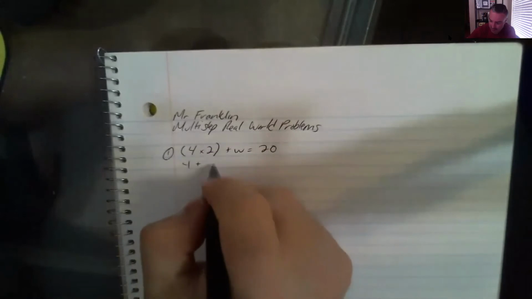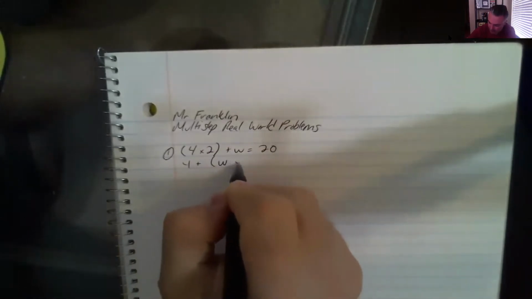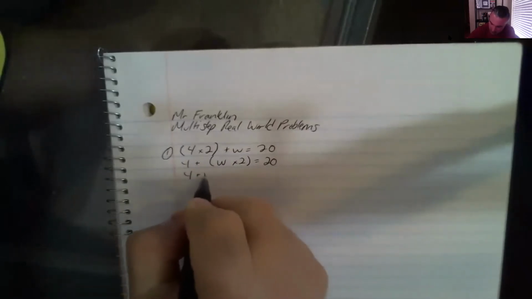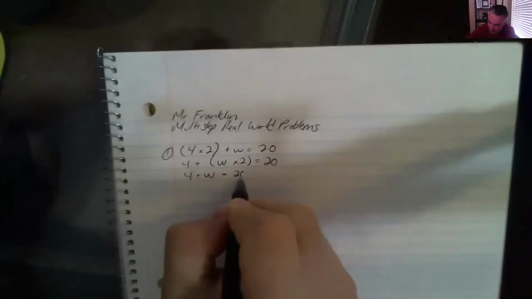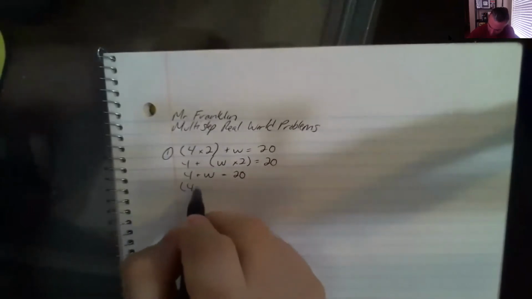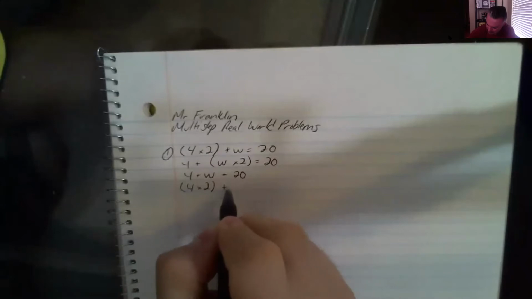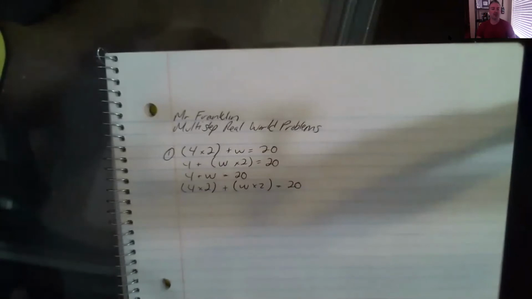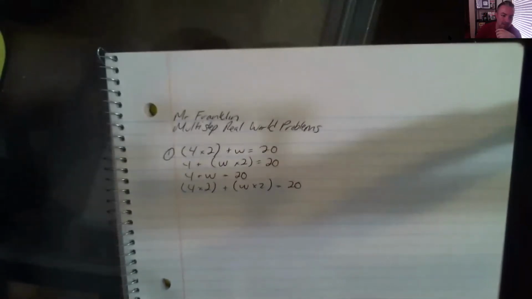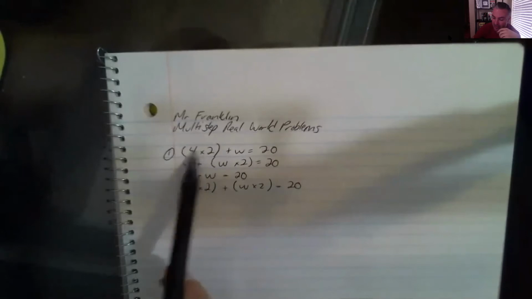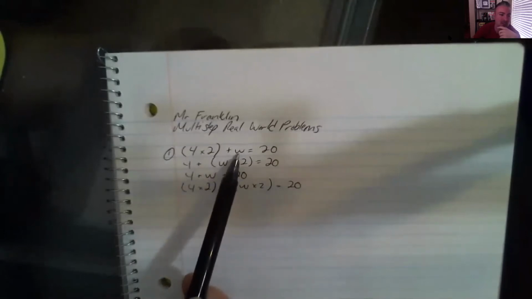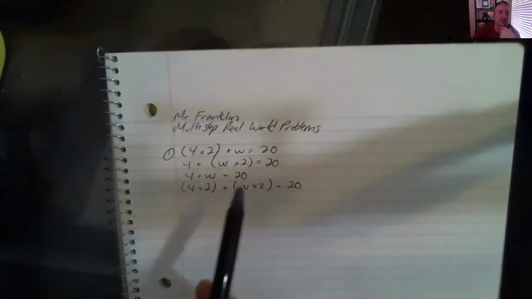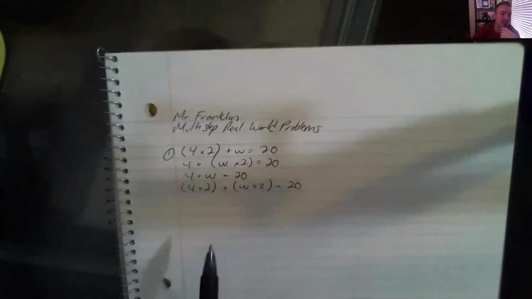4 plus W times 2 equals 20. 4 plus W equals 20. And 4 times 2 plus W times 2 equals 20. So what I would do is I would just look at these individually and see if they make sense. So this one tells us how many black socks because it's 4 times 2. Does it tell us how many white socks? No, it just says W, and it doesn't account for the fact that we have to multiply by 2 because each pair has 2 socks, right? So that's not going to give us our answer.